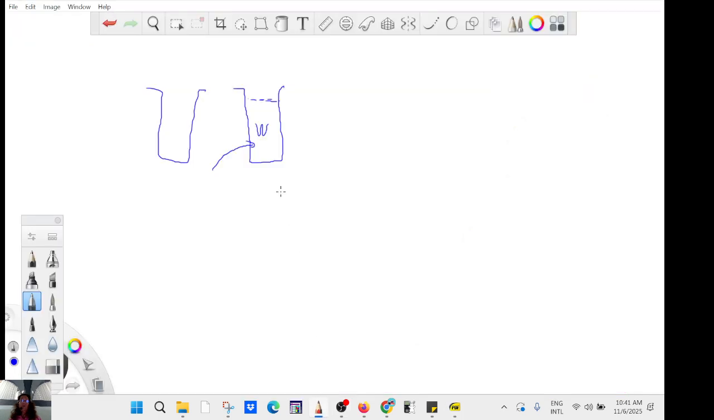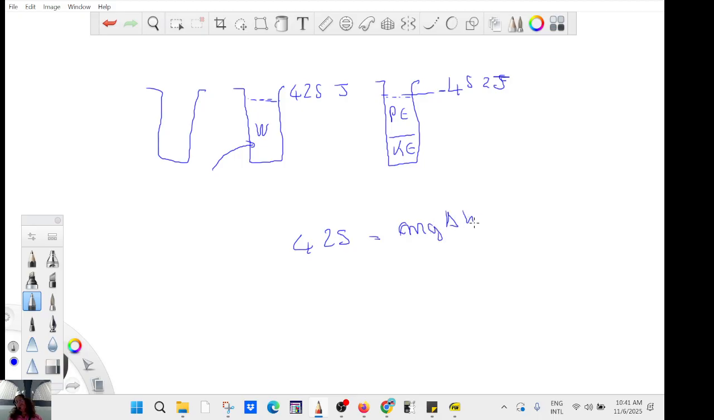So you go from this work done, which was 425 joules, and that same level of energy is going to turn into some potential energy and some kinetic energy, but the level stays the same. So it was 425 joules. It's nice to visualize energy like a reservoir. So you have 425 to begin with. Some of it will go to potential energy, and some of it will go to kinetic energy.